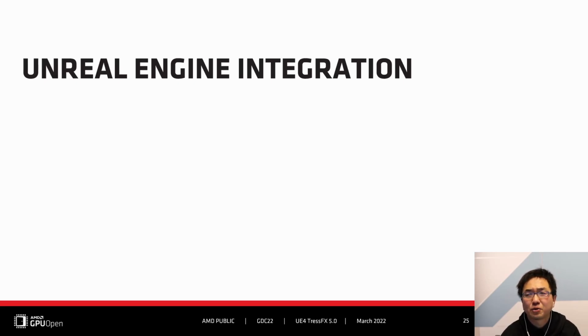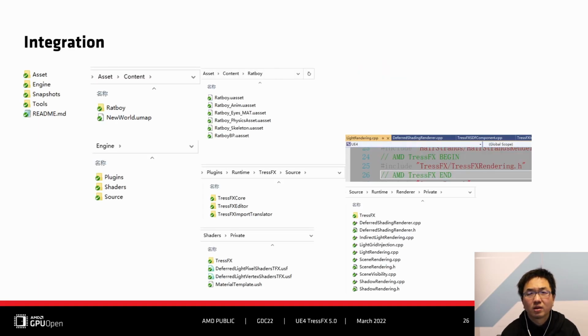So far, I have introduced all the new features of 5.0 version in UE4. But how to integrate in UE4? I'd like to introduce the folder structure of 5.0 version. Look at the left top image. It's all the folders of 5.0 version. Let's open the asset folder. We can see the RadBoy assets which have been imported to UE4.